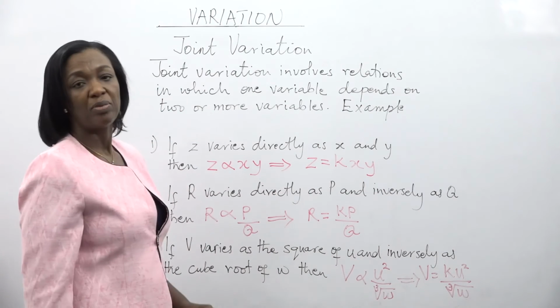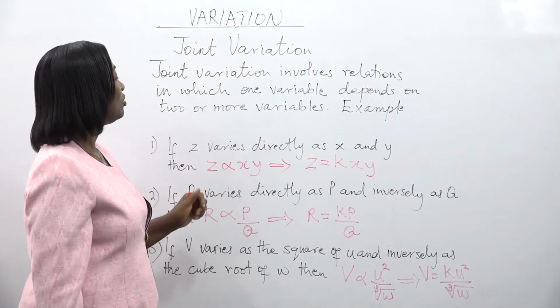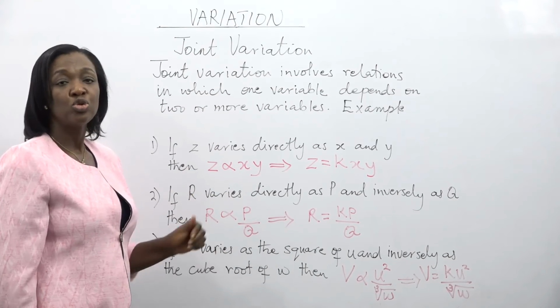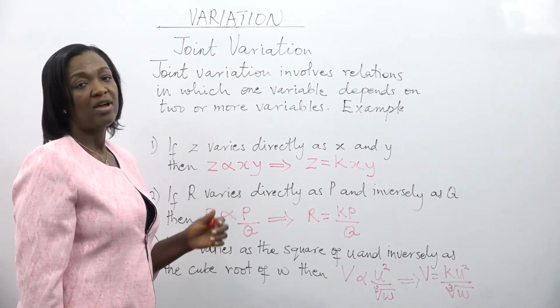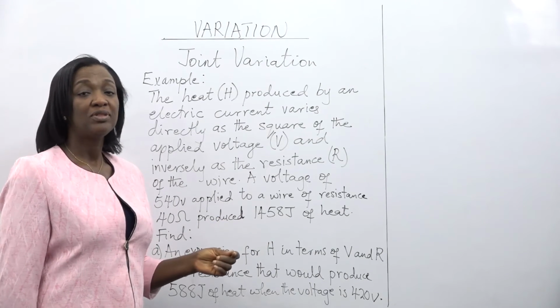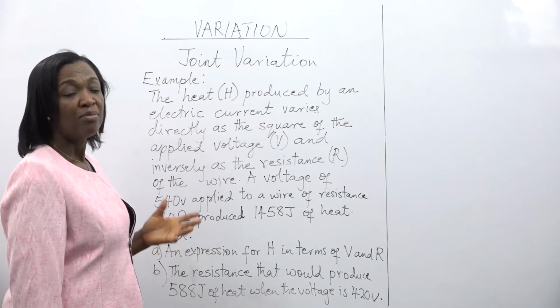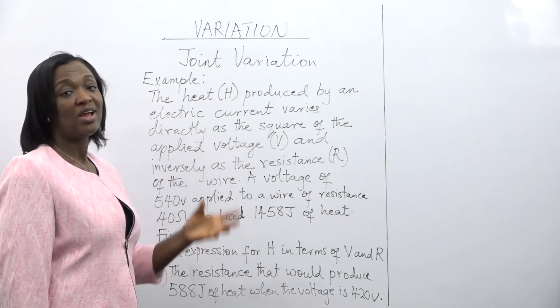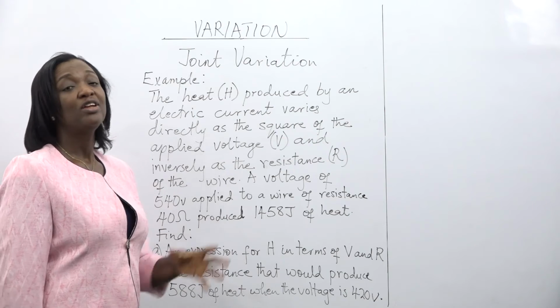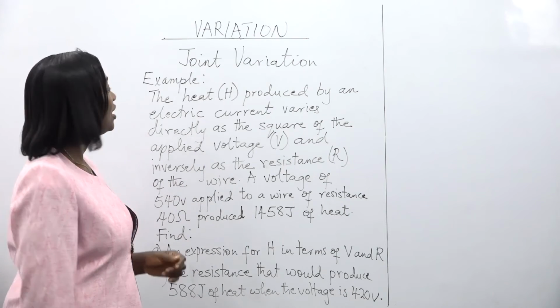So for joint variation, you have one variable that depends on two or more other variables. Let's look at this example that involves joint variation. Please take your time to read the question and understand, and feel free to watch the video over and over so you'll really get it.